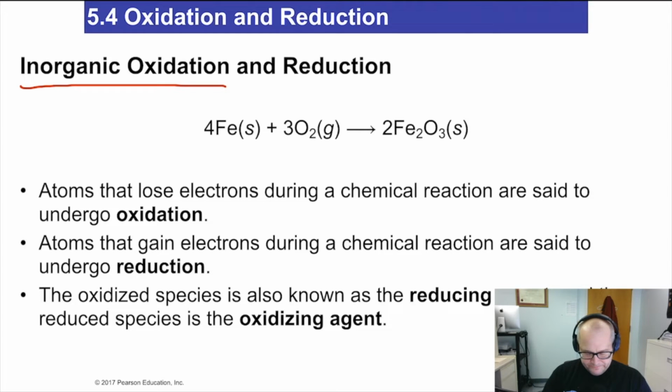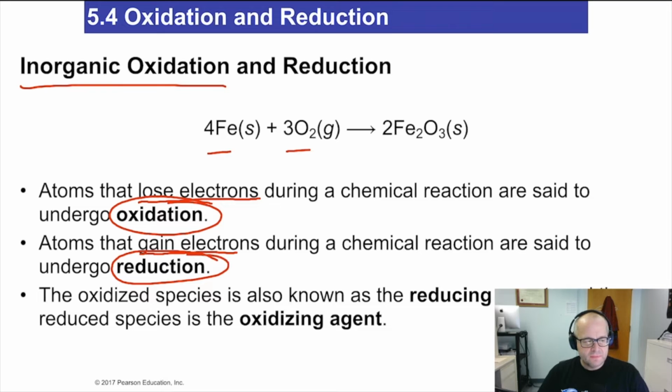In an inorganic reaction, the loss of electrons is called an oxidation. So in a reaction, one of these two species up here is going to lose electrons. The other one is going to gain electrons. Okay? Because the gain of electrons is a reduction. So oxidation, lose electrons. Gain electrons, reduction.